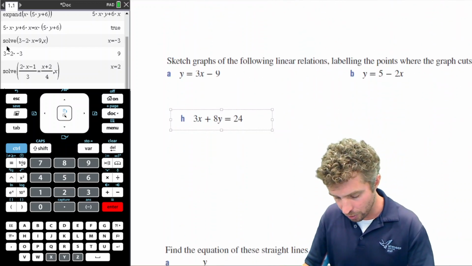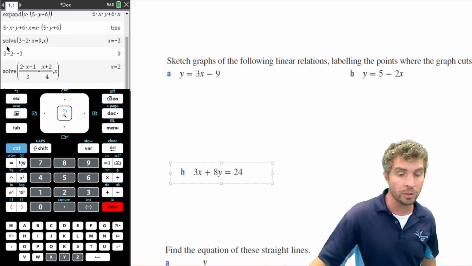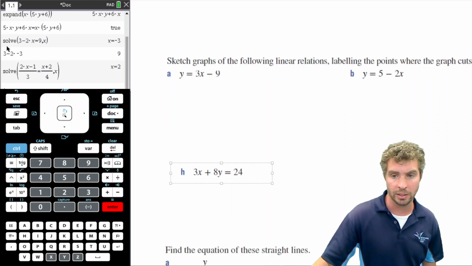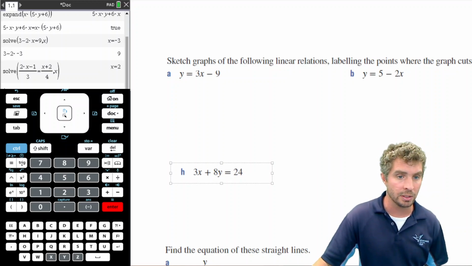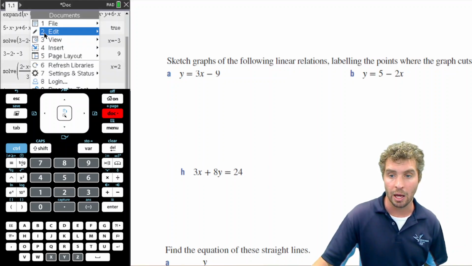Okay, we've got a few where we are asked to sketch the graphs. The first two are going to be easy. The third one's going to be a little bit more work, so we'll get to that. But we're not going to do this in a calculator page. We're going to insert.